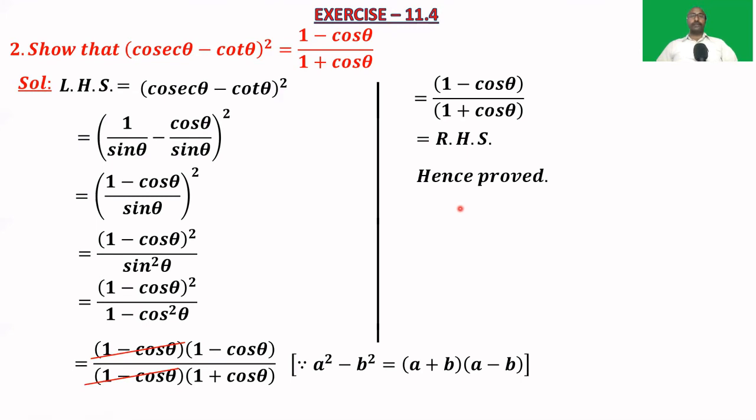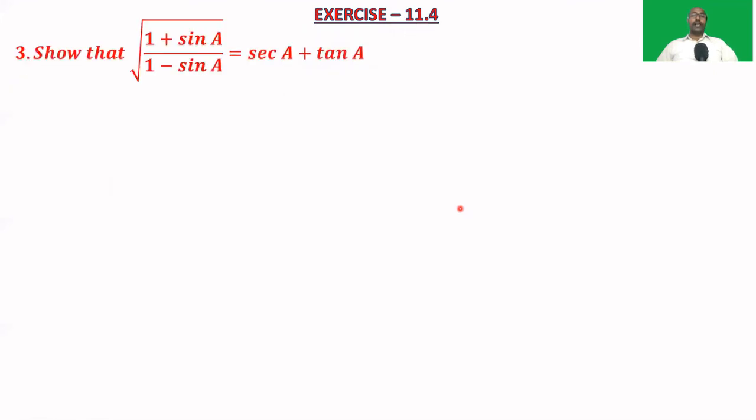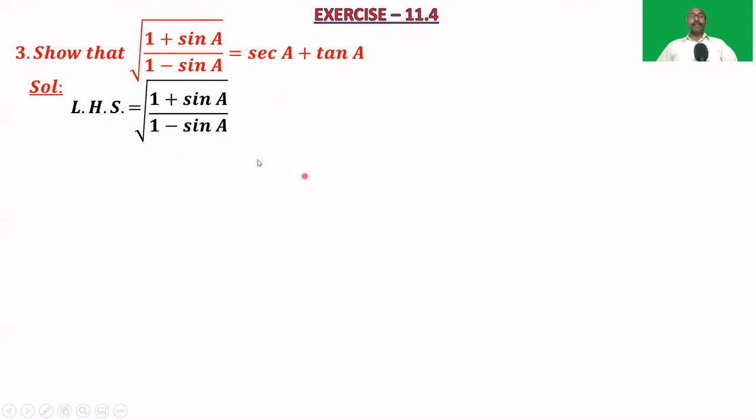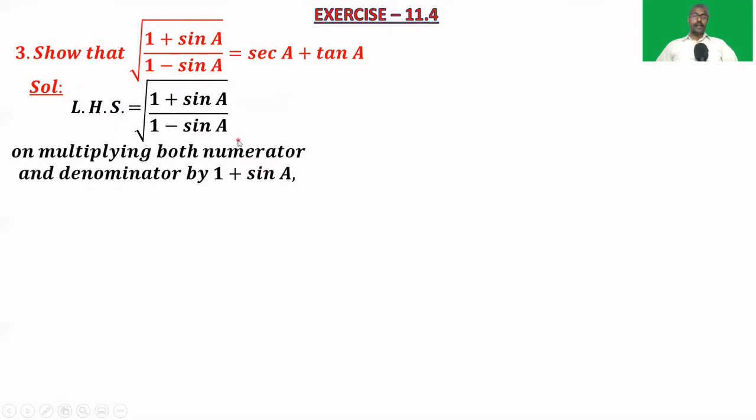Okay. And the third problem is: show that under root (1 plus sin A by 1 minus sin A) is equal to sec A plus tan A. Again, take LHS, under root 1 plus sin A by 1 minus sin A. And now multiplying both numerator and denominator by 1 plus sin A, we get like this.